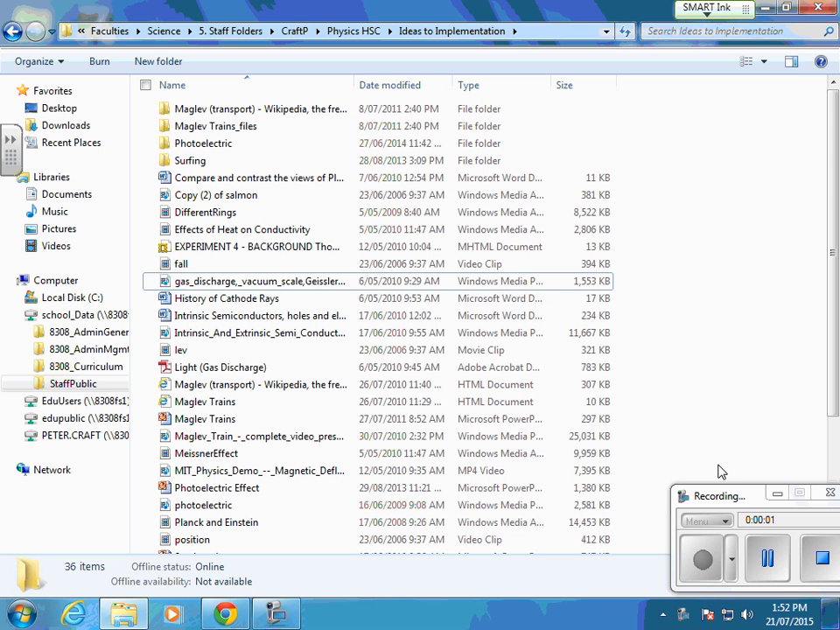Okay, ideas to implementation. Let's have a quick look at the syllabus so you get an idea. Ideas to implementation is not like the other parts of the syllabus. Unlike the other parts of the syllabus, where in motors and generators we actually had a sequential idea that you went from what makes motors and generators work through the DC motor, through generators, through transformers and so on. You can see the relationship between them.